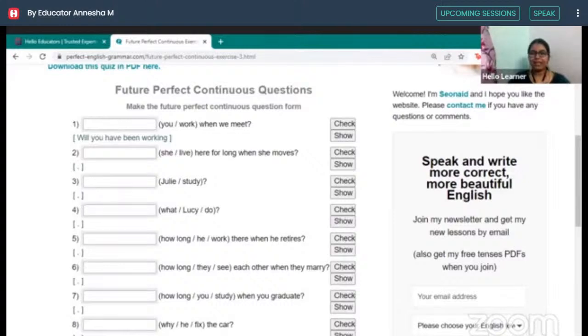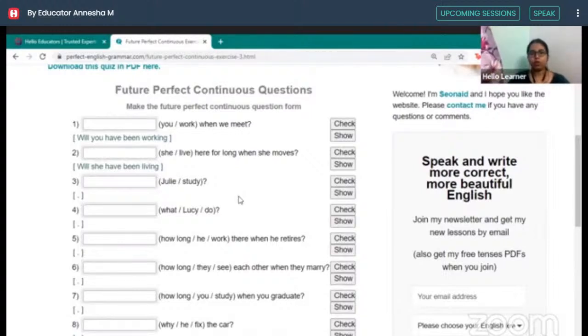Let's go ahead and ask Shobha a question. Yes, Shobha, would you like to answer the second one? Yeah, ma'am. Will she have been living here for long when she moves? Absolutely correct. Shobha, can you try a negative interrogative with the same sentence? Won't she have been living here for long when she moves? Correct. Very good.